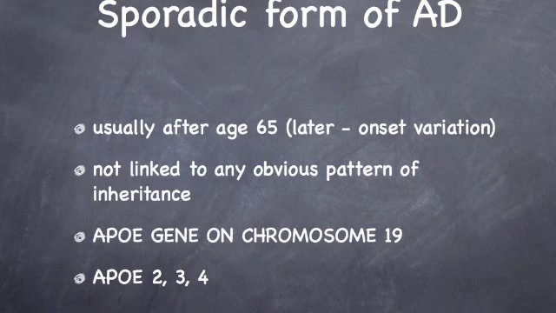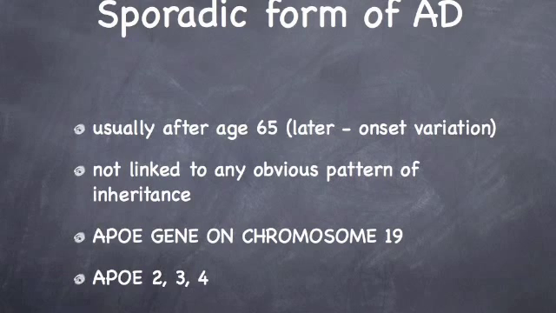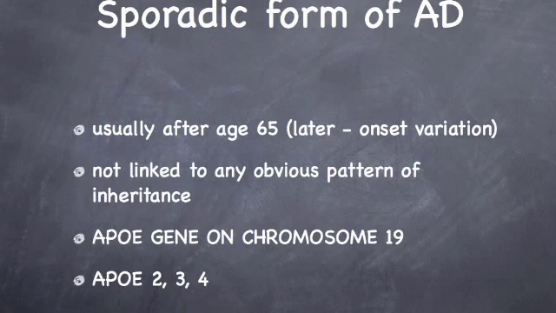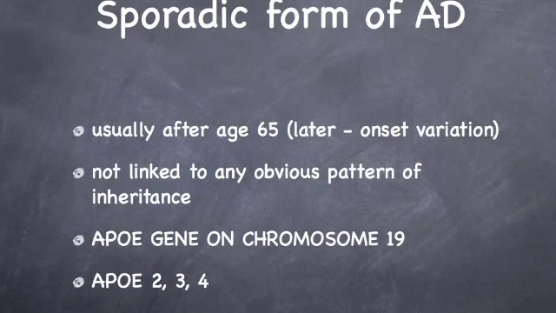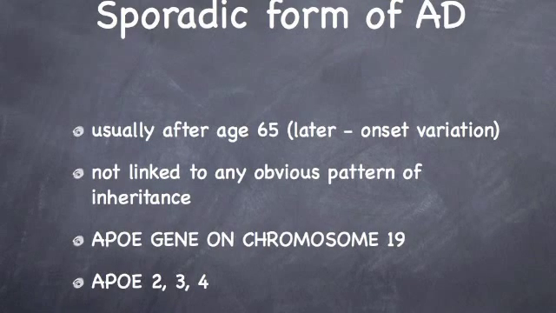2 is a rarely occurring form that might provide some protection against AD. 3 is the most common form, which neither increases nor decreases the risk. And 4, which occurs in about 40% of all late onset developers, increases the risk by lowering the age of onset.